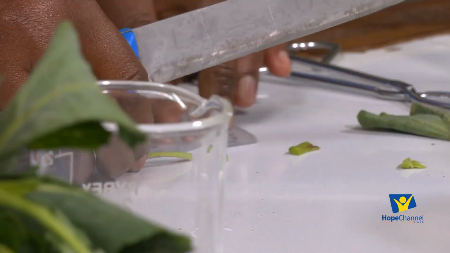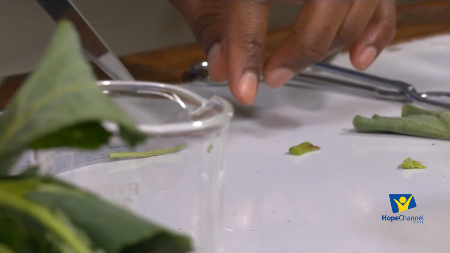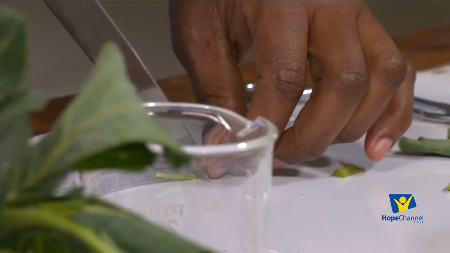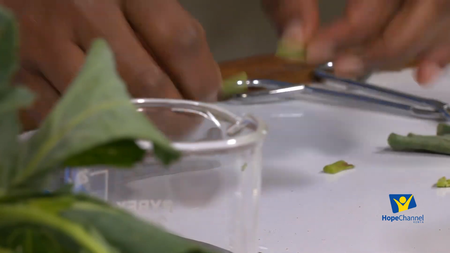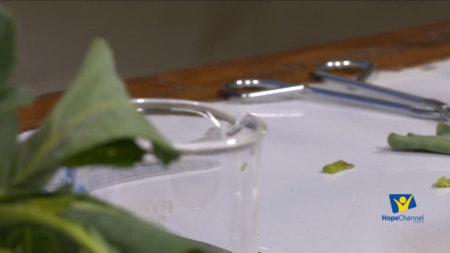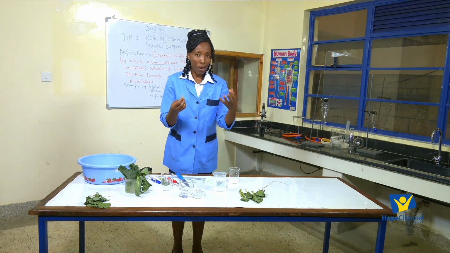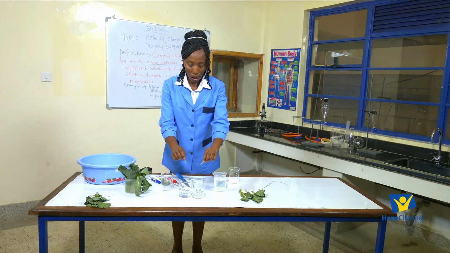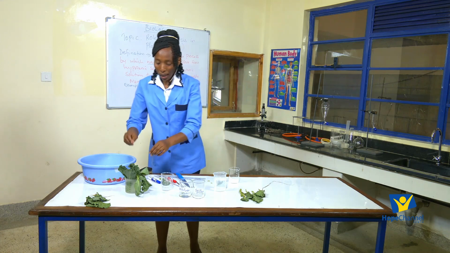Because I want equal pieces so that I'm able to take the measurements at the end, I will cut 2.5 centimeters. So I have 2. Remember, these are petioles from the sukuma wiki that were exposed in the open. The sukuma wiki looked very weak, the leaves are very weak. We say they are flaccid. So I place one in each of the solutions.